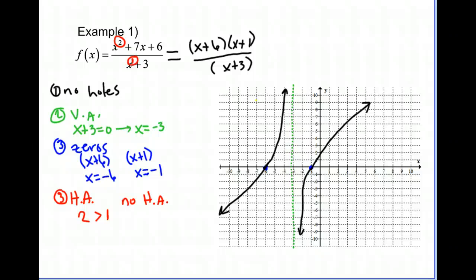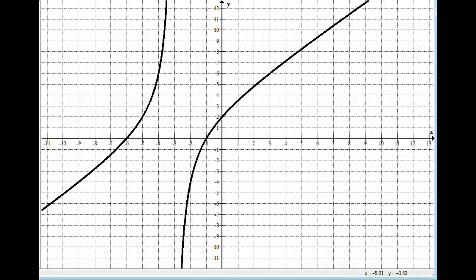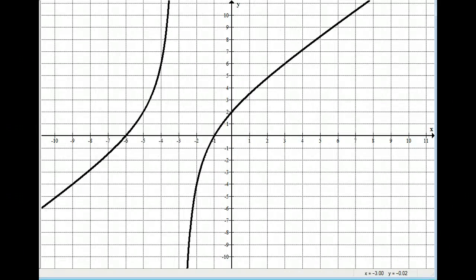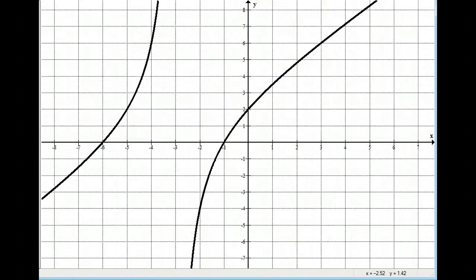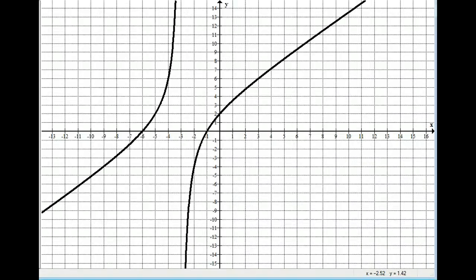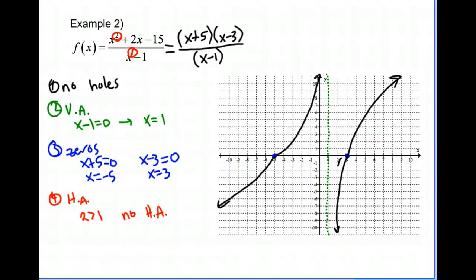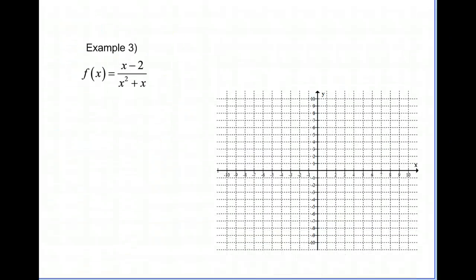If you want a really precise view of what it looks like, here, where you have the line at x equals negative 3, it's never touching it. If we were to zoom out, notice it just keeps going infinitely up and infinitely down. Okay, so let's go to our next example. So let's go down to example number 3.